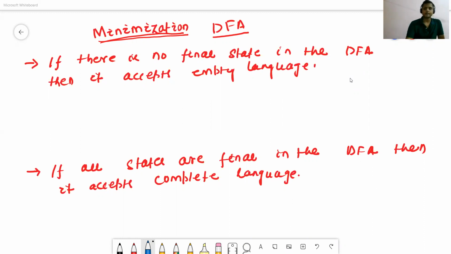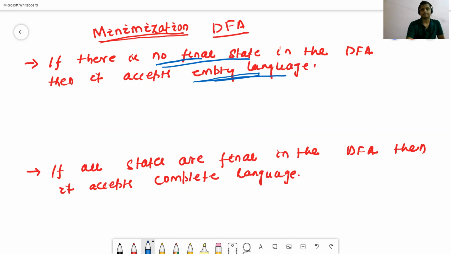Some basic points. What is the meaning of this: if there is no final state in the DFA, then it accepts the empty language. What is the meaning of this?